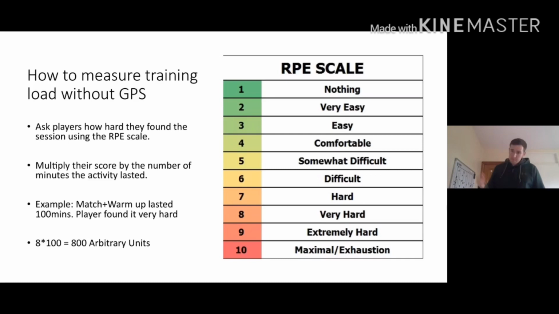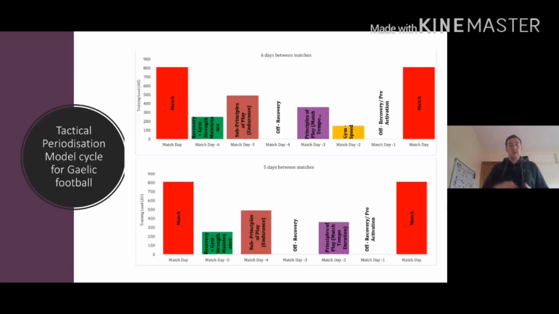If we bring this chart along to training and to matches, we can ask the players how hard they found the session. Then what we do is multiply their score by the number of minutes that the activity lasted. So for example, a match and warm-up might last 100 minutes and the player said it was a number 8 on the scale, it was very hard. We'd multiply these two numbers and you get 800 arbitrary units. So that's just our training load for that. They thought it was 800. So now we can use that to inform our training model.